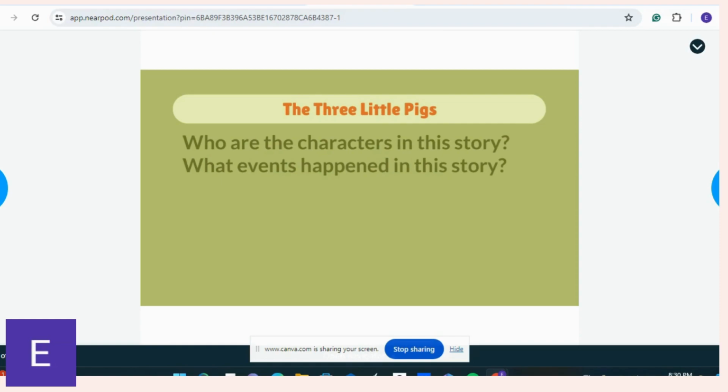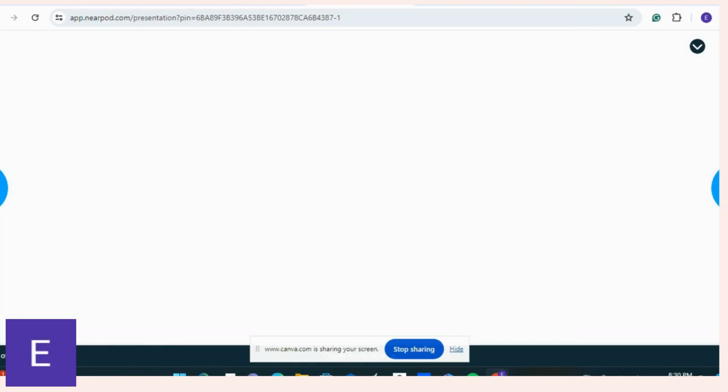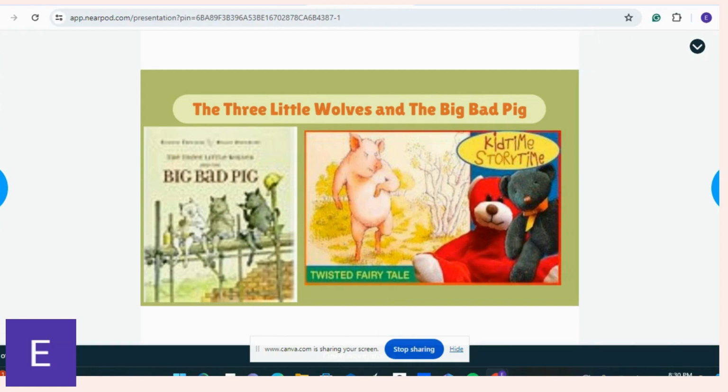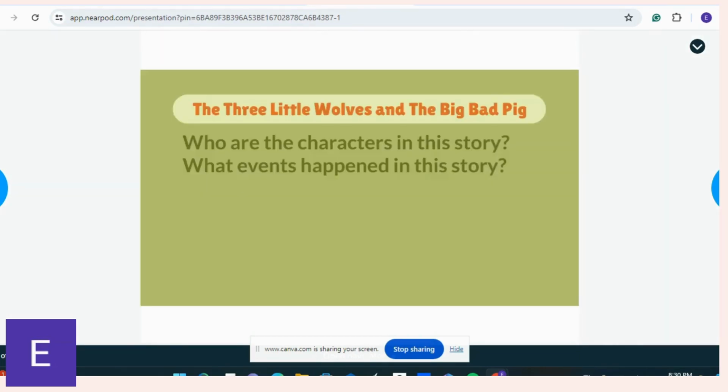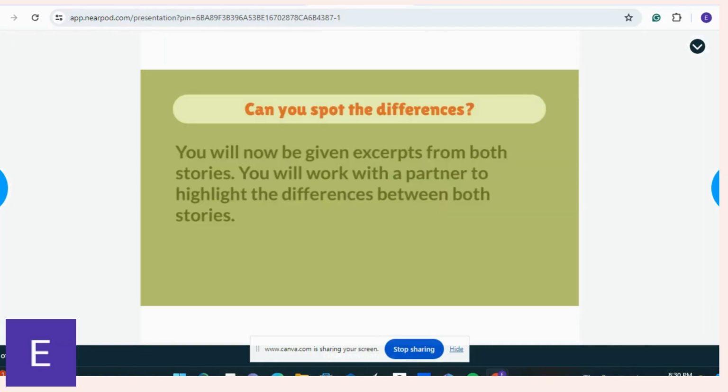Who are the characters in this story? What events happened in this story? Then I would read them The Three Little Wolves and the Big Bad Pig. A couple days later, we would watch the read aloud version of it. Then another class discussion on the characters and the events that happened.